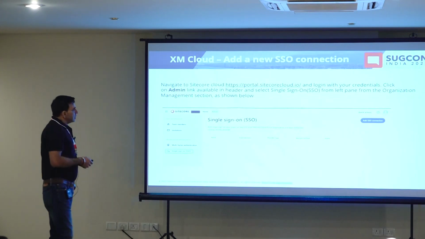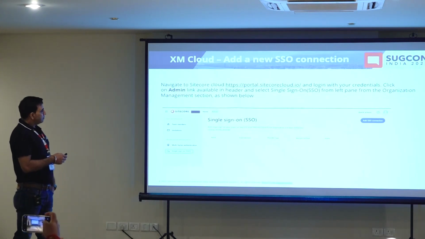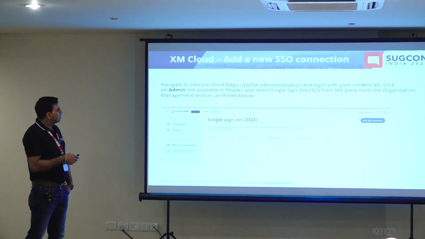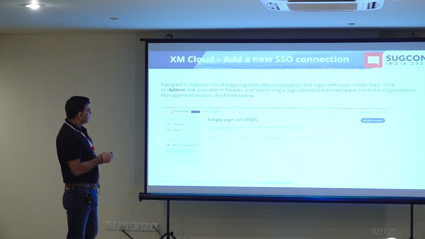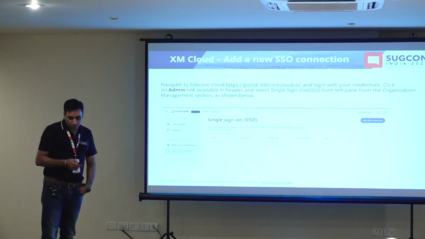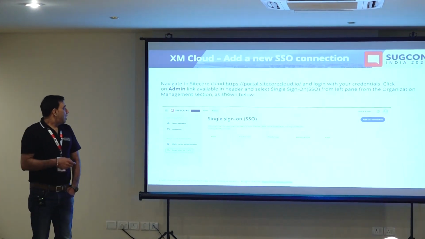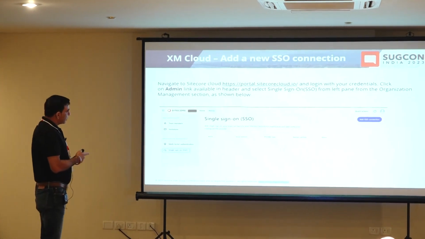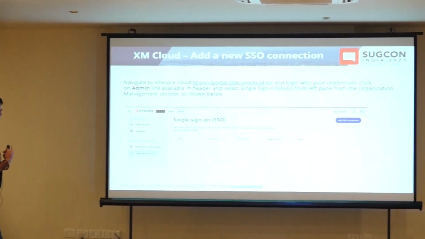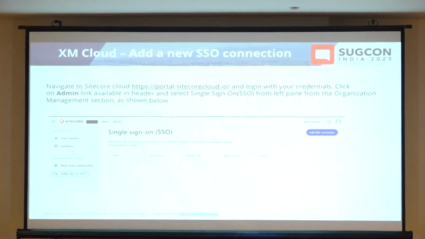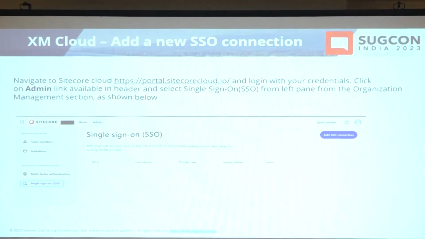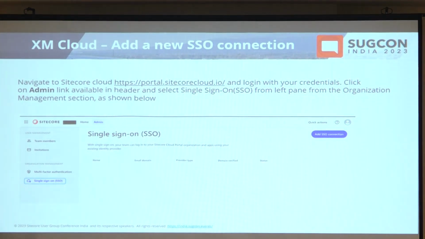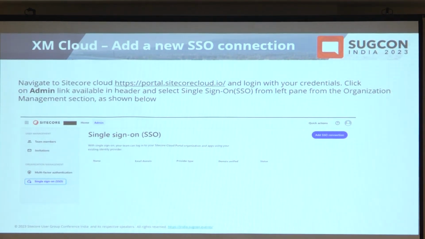All right. So now we are on the second step, add a new SSO connection. Here I have to log in on my Sitecore Cloud portal, which is portal.sitecorecloud.io. After login, I have to click on admin, and I will land on this particular screen. Under organization management, I will see the single sign on, which is SSO. And if you see, by default, I don't have any entry. I'll click on add SSO connection.